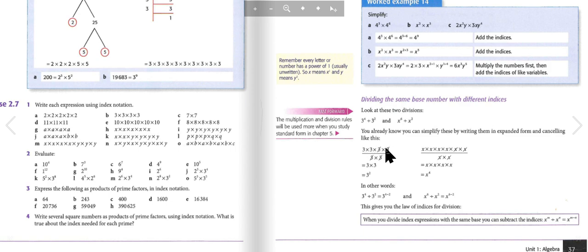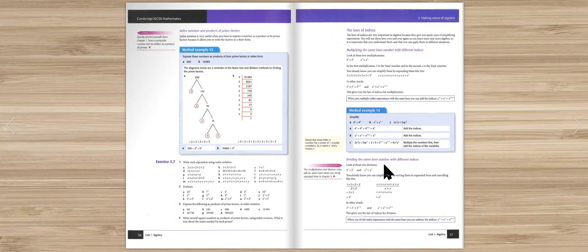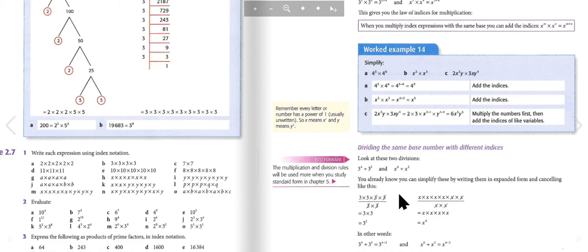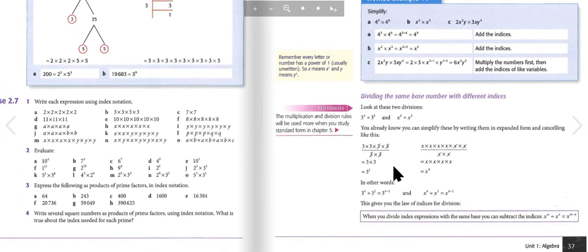You cancel out 2 pairs of 3's. And here you also cancel out 2 pairs, but of x. So whatever is left is your answer: 3 times 3, or 3 squared, and x times x times x times x, or x to the power of 4. In other words, 3 to the power of 4 divided by 3 to the power of 2 equals 3 to the power of 4 minus 2. And x to the power of 6 divided by x squared equals x to the power of 6 minus 2.